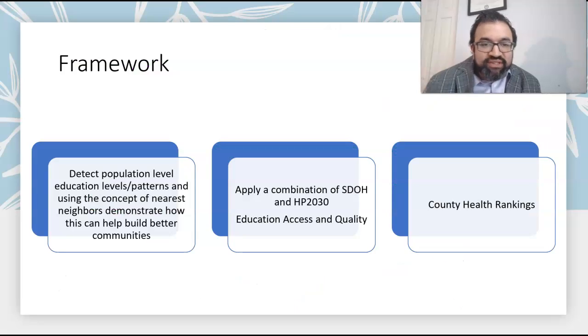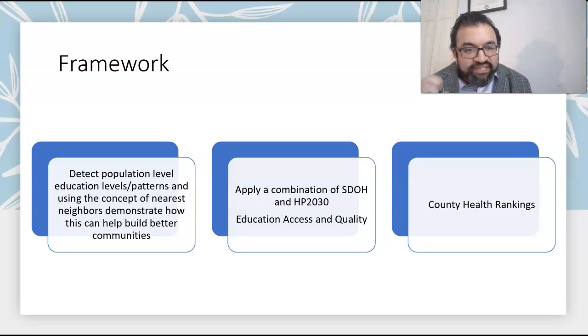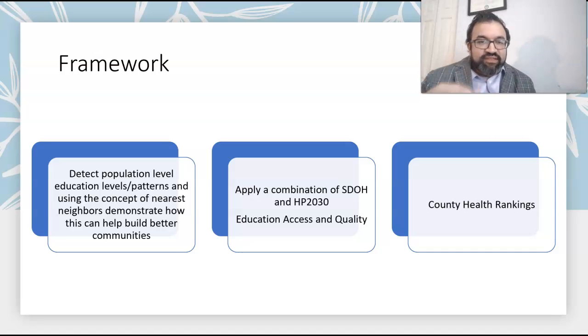I'm going to go a little bit more into the framework. The idea is to detect population-level education patterns and understand what is happening not only spatially, but also among the nearest neighbors. This gives us an instantaneous idea about what exactly is going on at the local level, combining the composite of some predictor variables. I'll show that a little bit later, as to geographic weighting and why that is important.